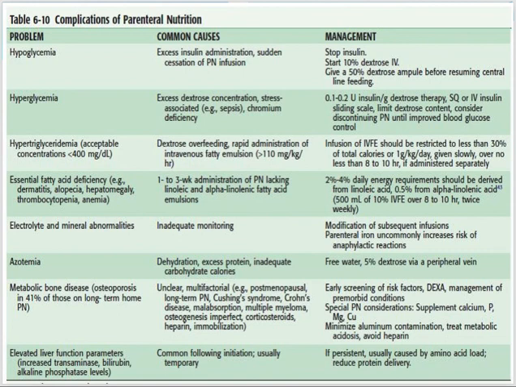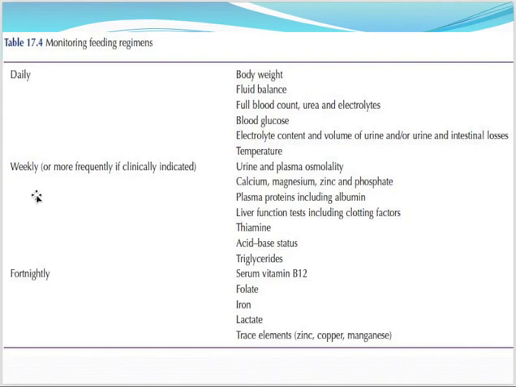And the last slide is about how we monitor the feeding regime. On a daily basis, we take the body weight, fluid balance, full blood count, urine electrolytes, blood glucose, electrolytes, and temperature. Weekly, urine and plasma osmolality, calcium, magnesium, zinc, and phosphate, plasma proteins including albumin, liver function tests including prothrombin factors, thiamine, acid-base status, and triglyceride. And every 2 weeks, we can check serum B12, folate, iron, lactate, and minor or trace elements like zinc, copper, and manganese.